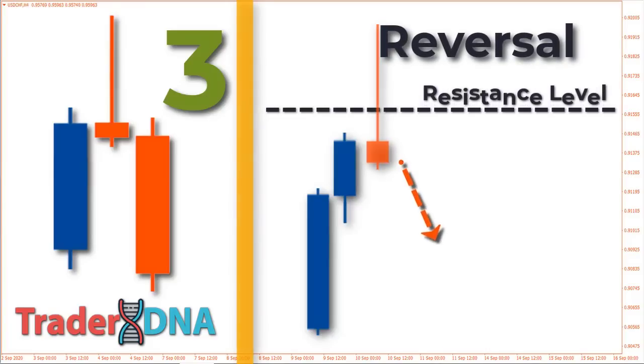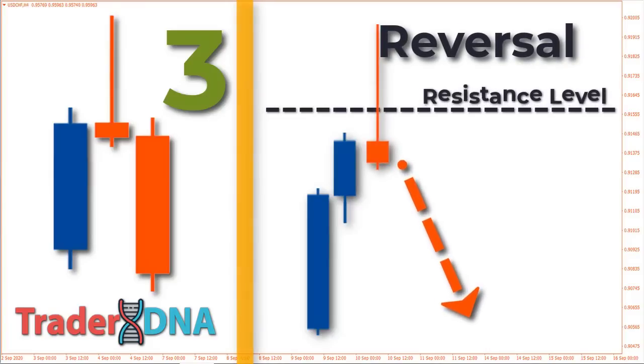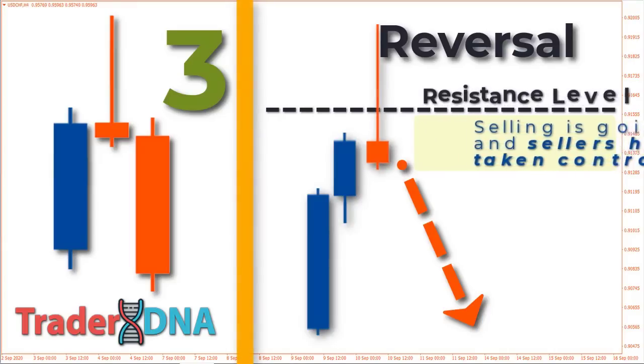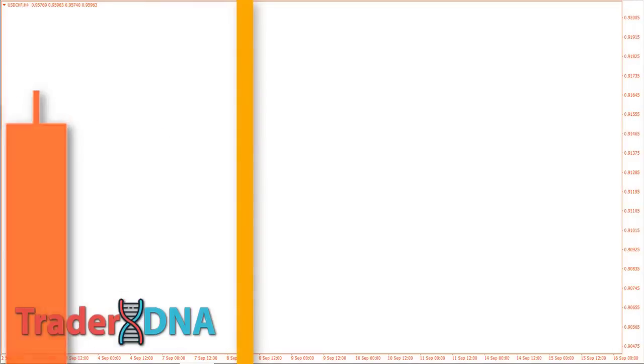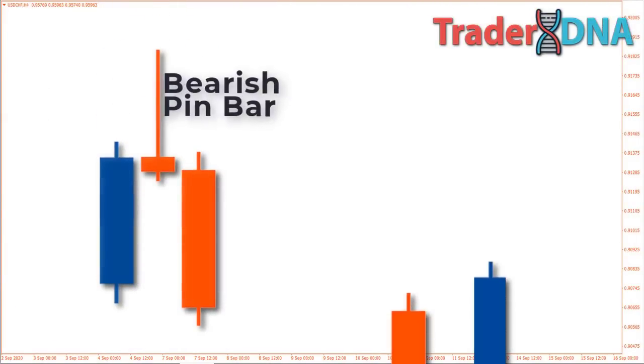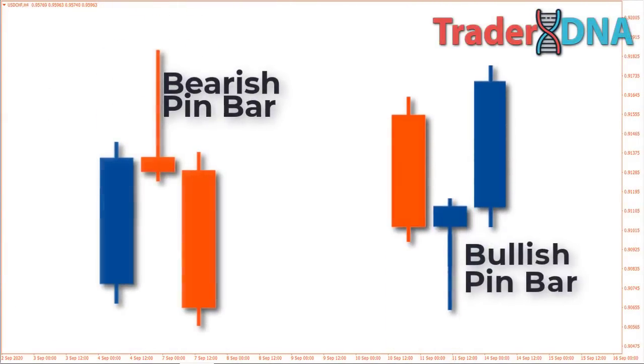A lower open or a red candle the next day reinforces the fact that selling is going on and sellers have now taken control. Basically, pin bars can be traded with or against a trend. They can be very accurate if the formation is obvious and combined with solid support or resistance confirmation. There are two types of pin bar. First, bearish pin bar, and second, bullish pin bar.